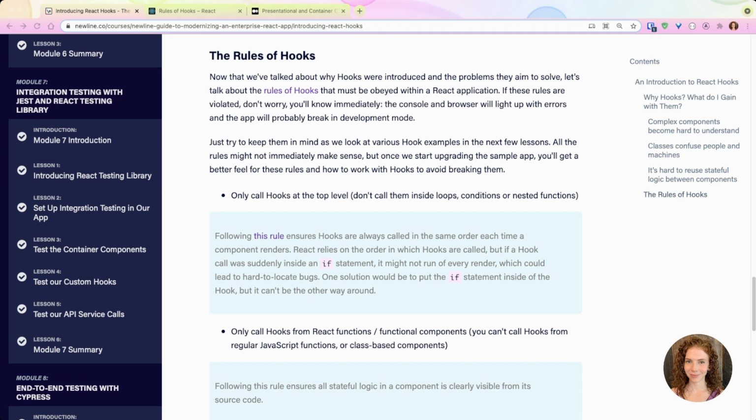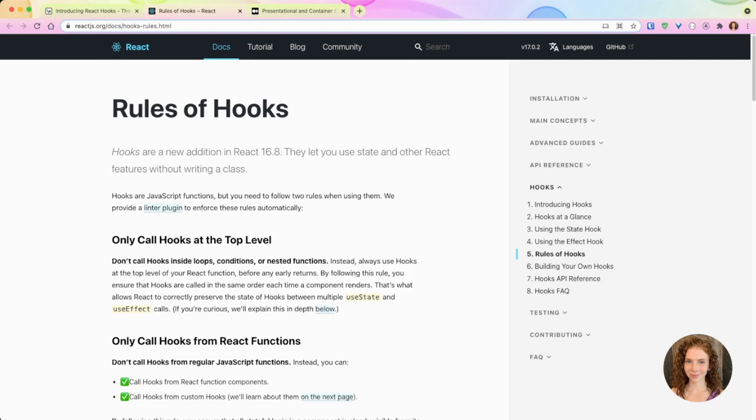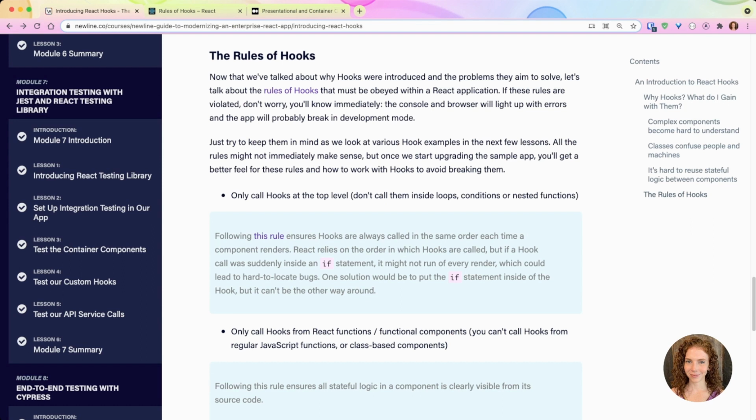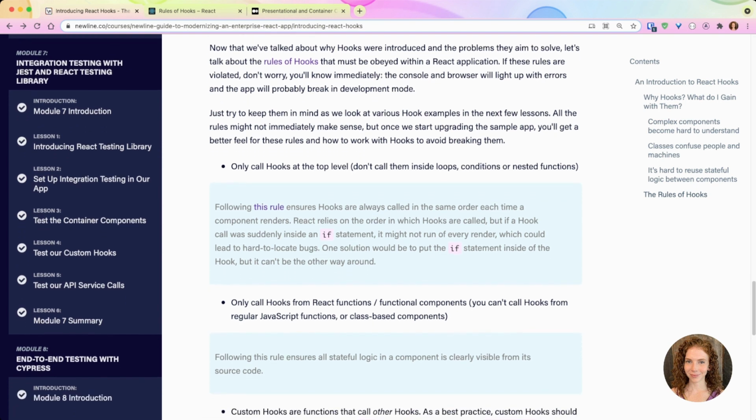All of these rules were taken directly from the React documentation themselves. I linked to the rules of hooks if you ever want to check the docs and get more information about them, but this is where you can find them. So the first rule: only call hooks at the top level. Don't call them inside loops, conditions, or nested functions. Following this rule ensures that hooks are always called in the same order each time a component renders, and this is incredibly important for React.